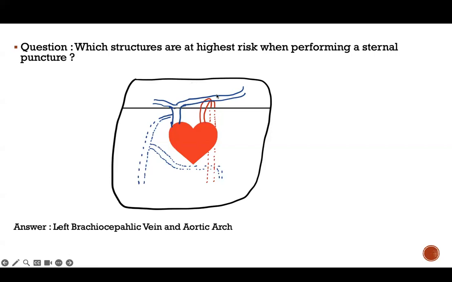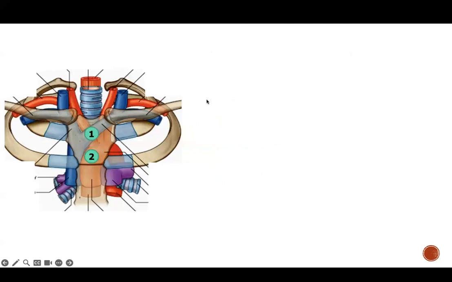vein. And the left brachiocephalic vein is the most anterior structure in the superior mediastinum. It's the closest to the sternum, okay? So that's why it's at very high risk. However, if we put the needle over here and go even deeper, then we might damage the arch, the aortic arch, or the arch of the aorta, okay?